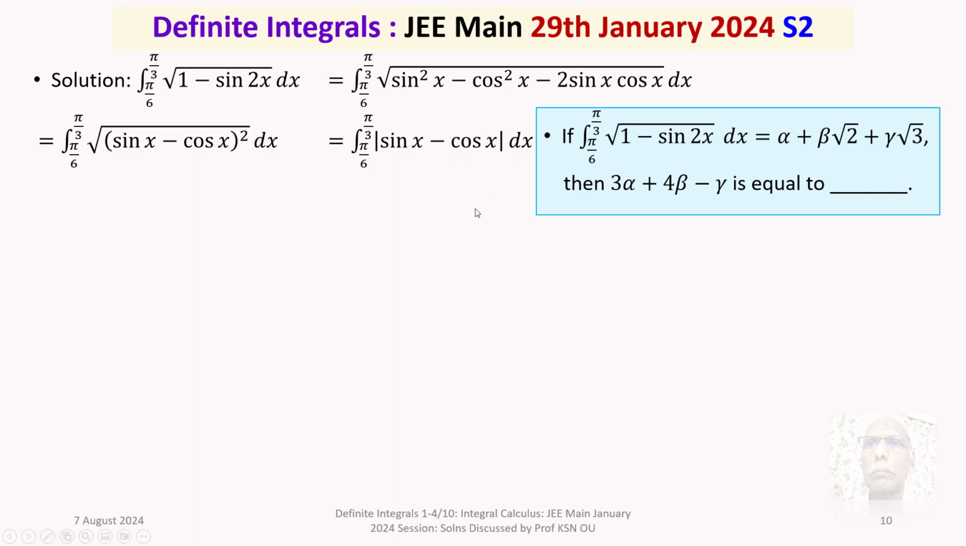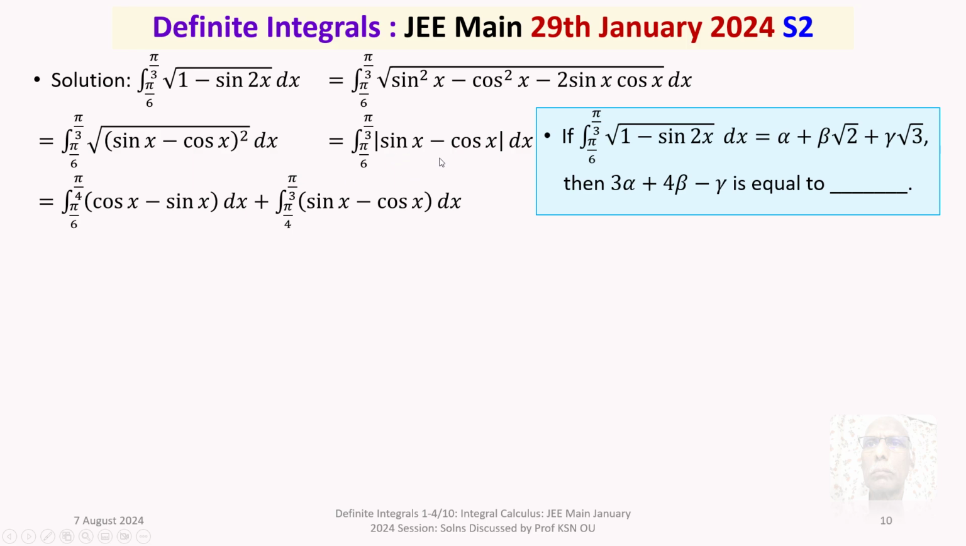From pi by 4 to pi by 3, cos x will be bigger than sin x, and that is why we wrote cos x is bigger than sin x in the interval pi by 6 to pi by 4, plus sin x is greater than cos x in the interval pi by 4 to pi by 3.